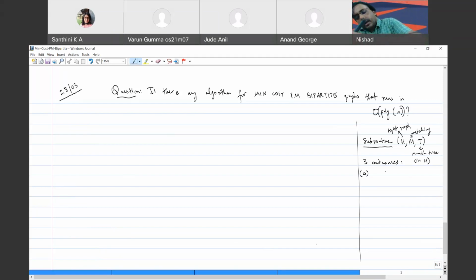And the three outcomes are going to be either it increases the size of the matching. The second outcome is going to be that it increases the size of the alternating tree, the number of vertices in the tree. And the last outcome is going to be that it finds a deficient set S subset of U in the graph H. All right.